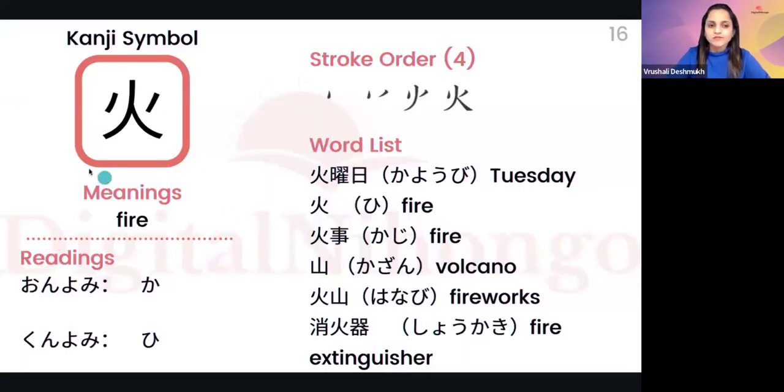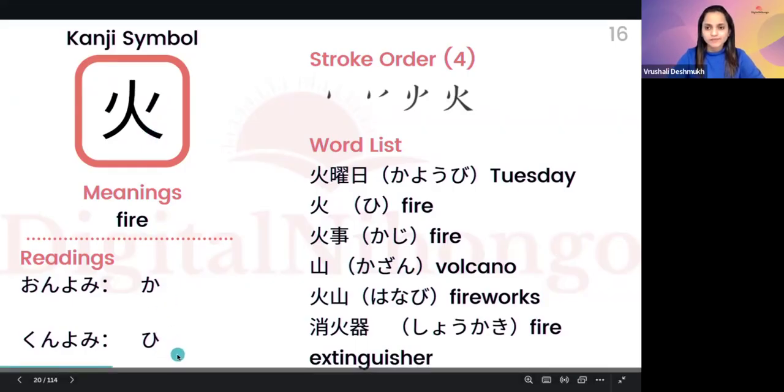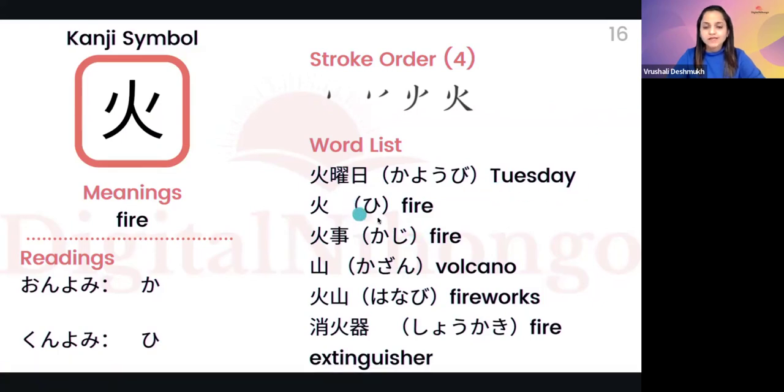The first kanji here is the kanji of fire. If you look at this kanji, you can visualize a fire with flames. Okay, fire and flames. Ka or hi. Kayobi is Tuesday. Hi is fire.